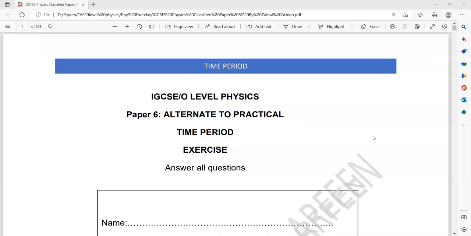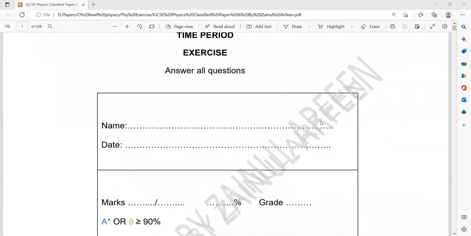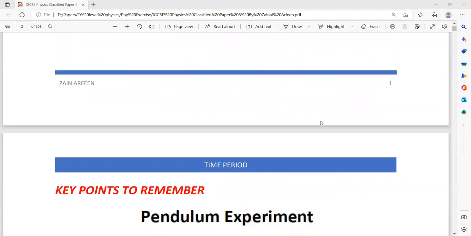So this is the alternative to practical paper 6 physics. And the first topic, there are subtopics like time, length, the balancing experiments, light experiments. So it's divided into subtopics. The first topic is the time period.